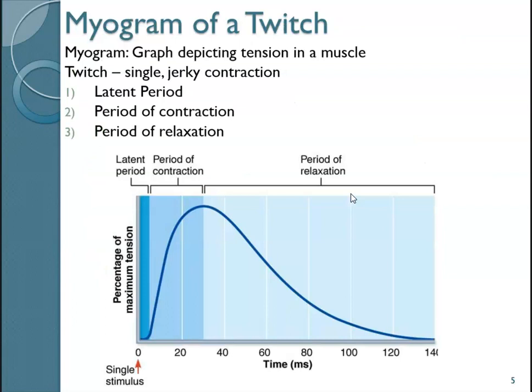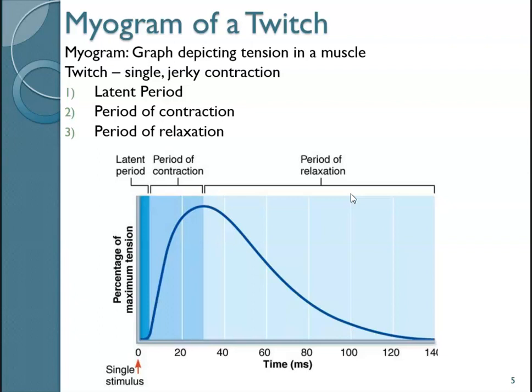So first let's look at one single contraction. It's called a twitch. You may have experienced it in your eye or other parts of your body where just a single twitch, you can actually visualize it very nicely. A myogram is a graph that depicts the tension. So an electromyogram is a measure of the tension created in the muscle. Tension is a force that's created. A single jerky contraction is called a twitch.